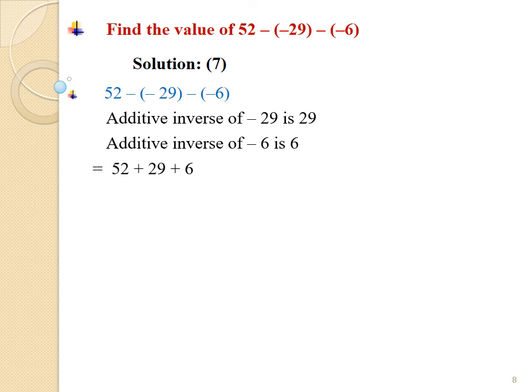Now adding 52, 29 and 6, we get 87. Students, we get the answer in positive as we know that all the integers are positive. Thus, 52 minus (-29) minus (-6) is 87.